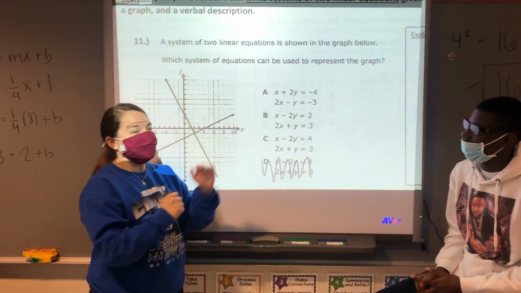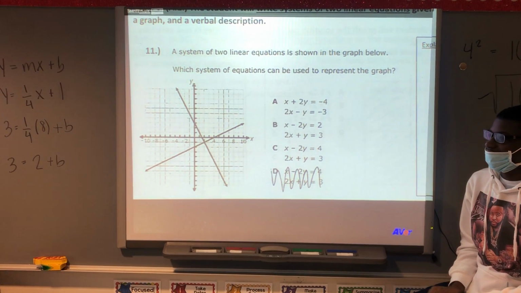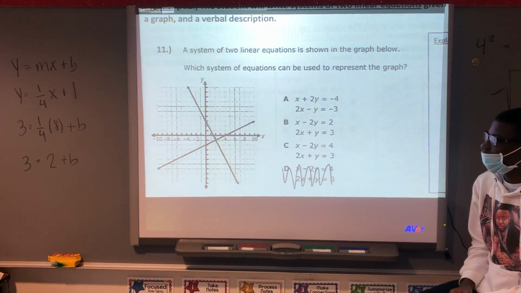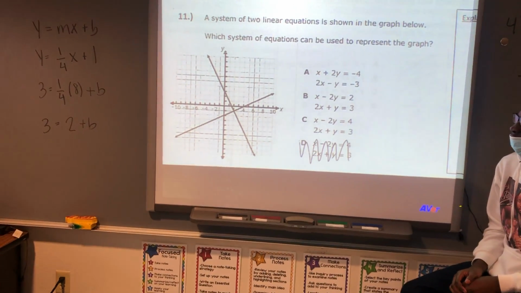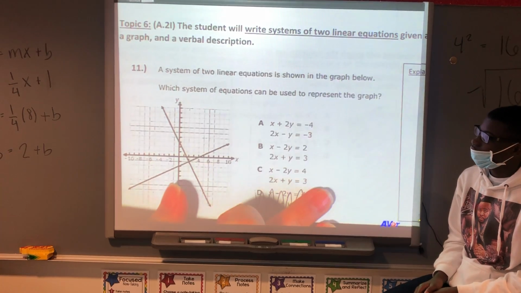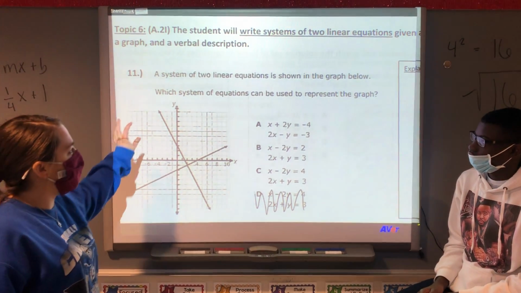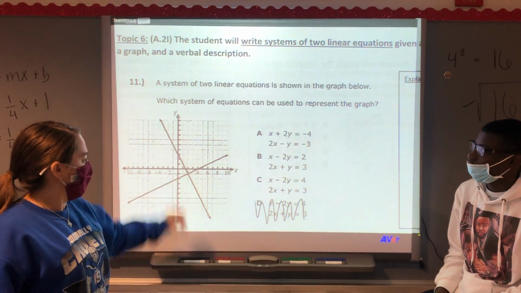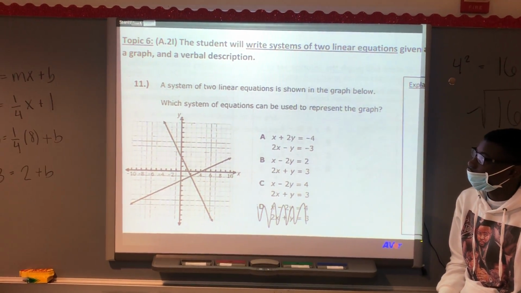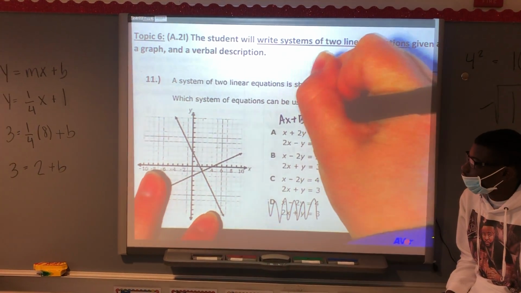Okay, so we're going to talk about the systems of equations questions that was on the last test. And I'm going to go through them real quick with you just to let you know how these work. So, this first question, first of all, the title to this section was writing systems of equations to two linear equations. All of these are written in ax plus by equals c.